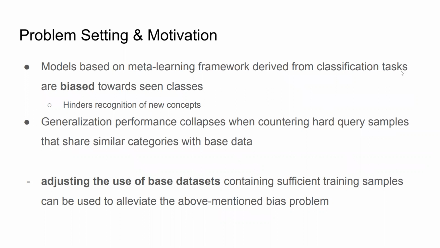Few-shot segmentation has been recently successful on few-shot classification, and so most existing FSS approaches strive to achieve generalization through meta-learning frameworks. However, meta-training on the base dataset with abundant annotated samples inevitably introduces a bias towards the scene classes, thus hindering the recognition of new concepts. The motivation of the paper is to adjust the use of base datasets with abundant training samples to mitigate the bias.